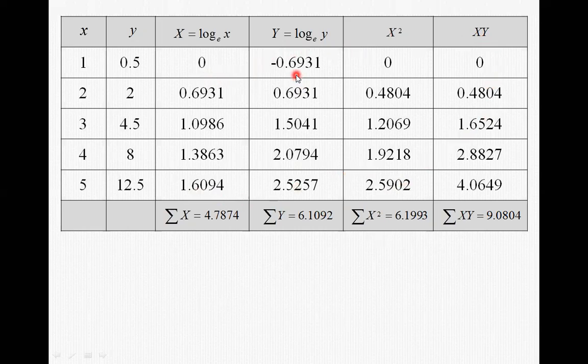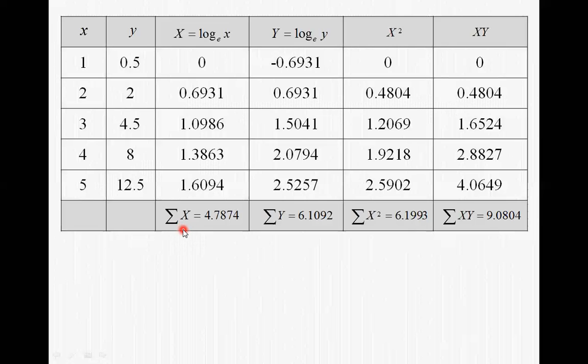0 into minus 0.6931 equals 0. 0.6931 into 0.6931 equals 0.4804. 1.0986 into 1.5041 equals 1.6524. 1.3863 into 2.0794 equals 2.8827. 1.6094 into 2.5257 equals 4.0649.